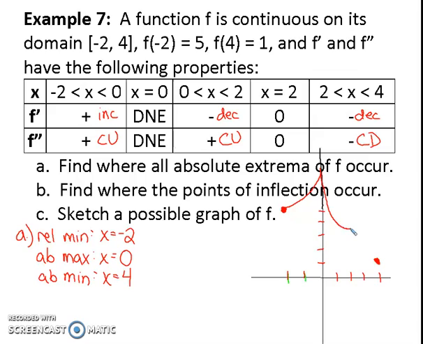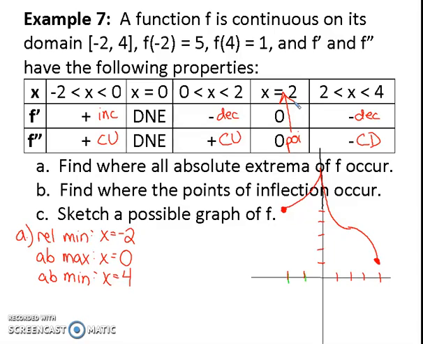And then at x equals 2, I continue to decrease, but now being concave down, so something like this. That tells me that because my concavity changes, x equals 2 is a point of inflection. At x equals 0, my concavity did not change, so it is not a point of inflection.